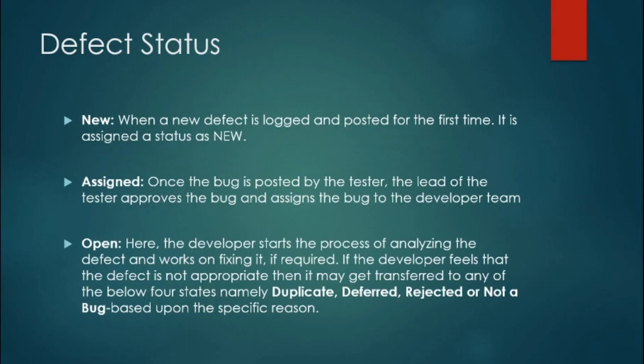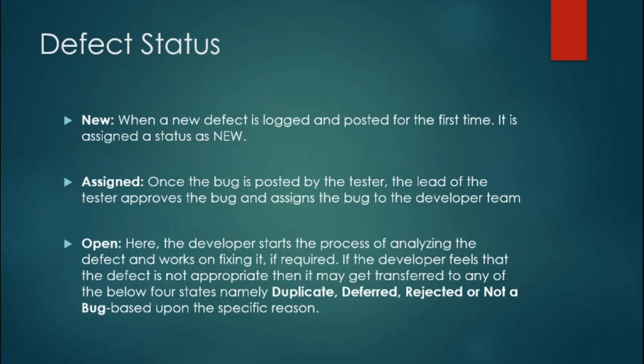Okay, now let's first focus on three of the defect statuses. The first status is new. As soon as you find an issue or any deviation from the requirement, you log a defect into the QC. And as soon as you log a defect into the QC, by default, its status is new. Once the defect is logged, it is assigned to some developer. In that case, the status of the defect is assigned.